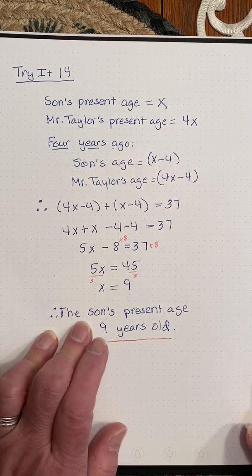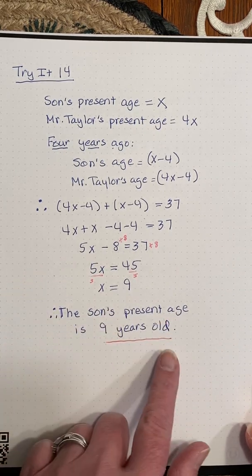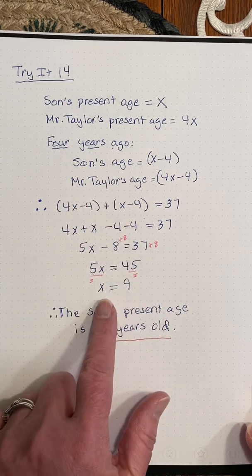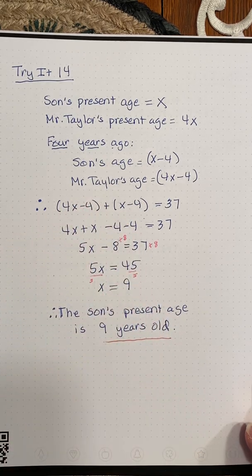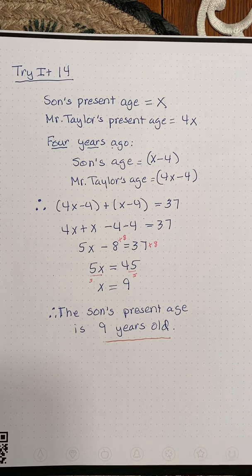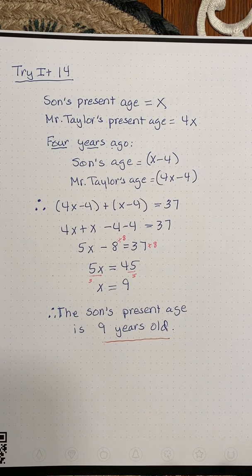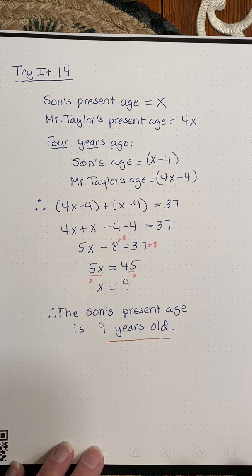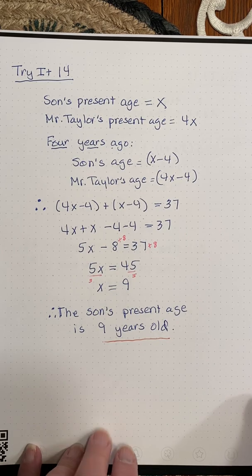So the son's present age, therefore, is 9 years old, because I got rid of all that stuff. X is always the present age, so he's 9. And that's all they asked for, so I don't have to tell you what the dad's age is, but I could easily do that if they wanted to know that too. Since they don't ask, I'm not going to give it to them. No way, Jose. All right, going on.